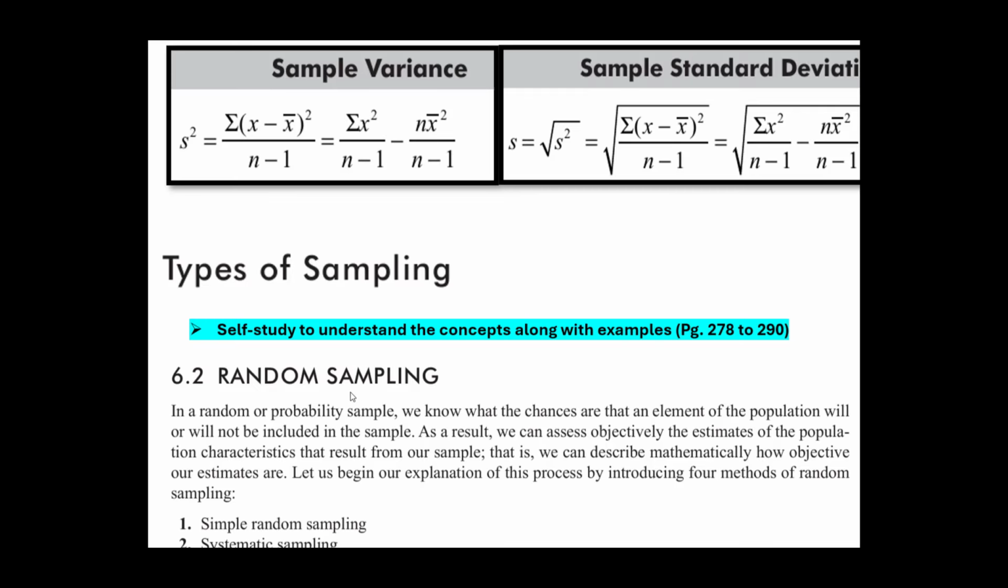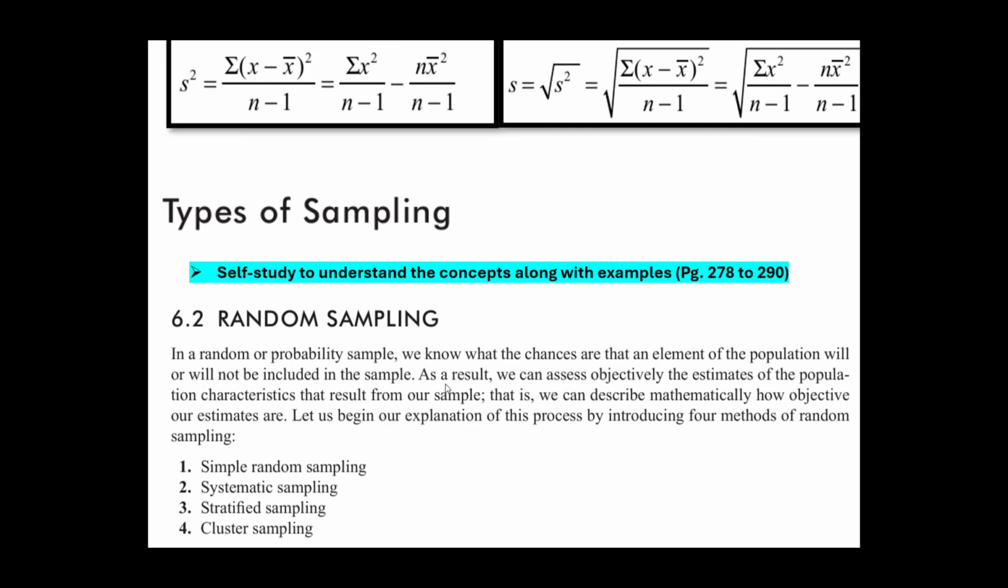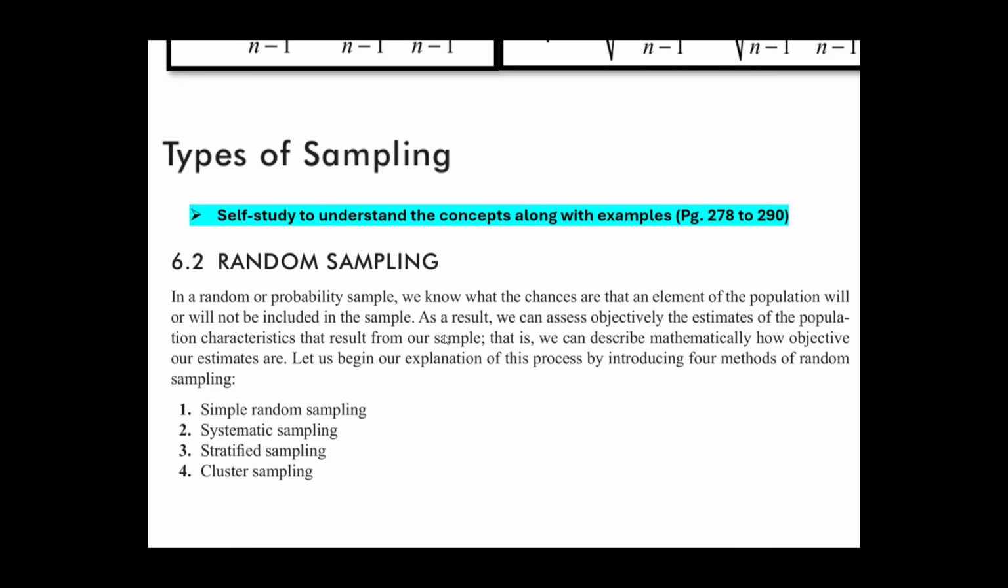So there are two types of sampling. One is random sampling, the other is non-random sampling. In random sampling there are again different types: simple random sampling, systematic sampling, stratified sampling, and cluster sampling, and all these are explained in detail in the book. So please go through them and also try to understand the examples they use to explain these concepts.